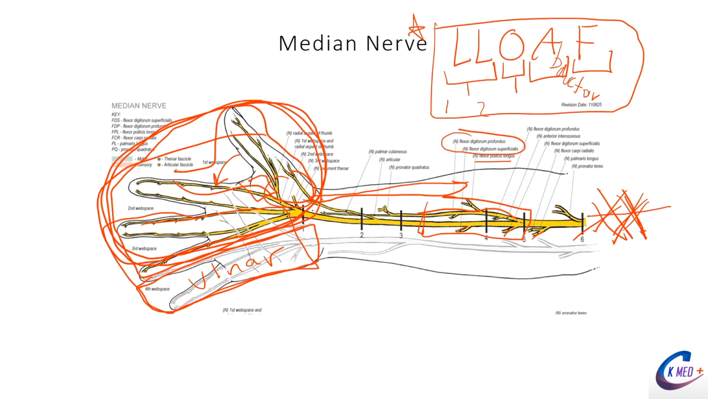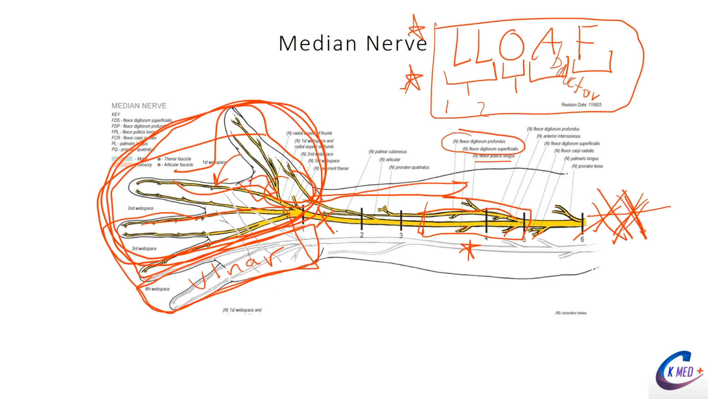But instead, if I just go further down, say at the wrist, and I damage the median nerve, I'm going to lose my LOAF muscles, and I'm going to lose the sensory of my hand, but I can still flex my wrist because these motor branches are totally intact. And that's an important thing to know.